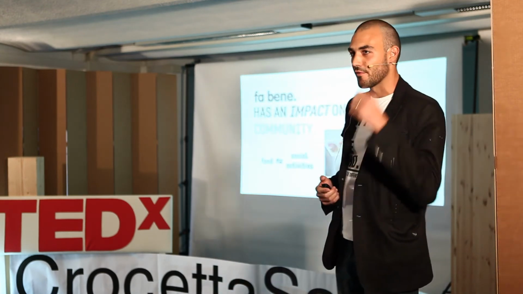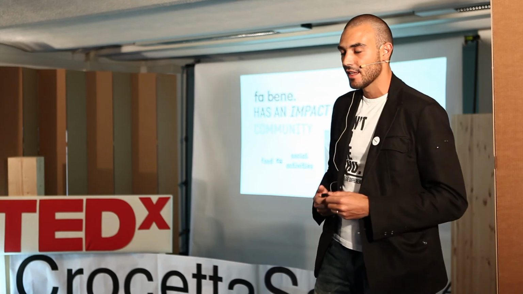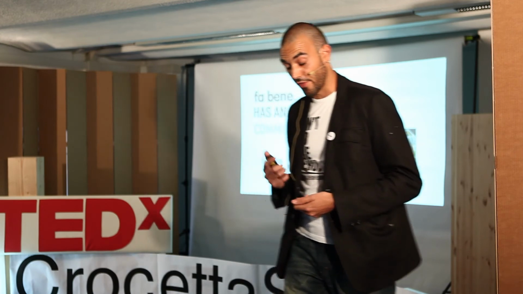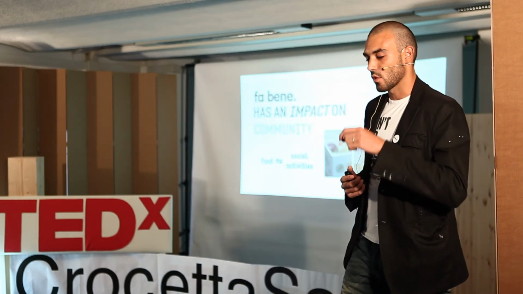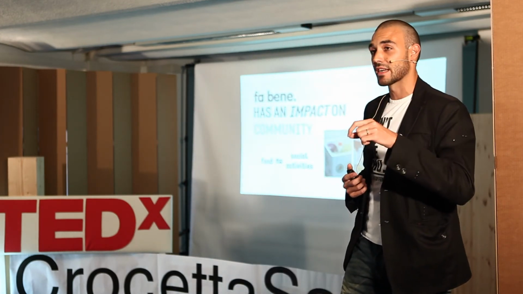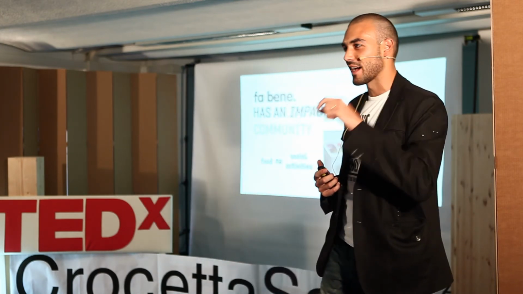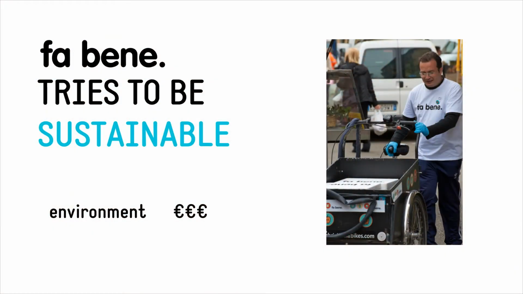Let me add some more features about Fabene. We already talked about the impact on community. Think also that we work in the street market that, according to us, is a social place by definition. Sorry for the abuse of the word social in this presentation, but just to convey the message. Secondly, Fabene tries to be sustainable. For example, we deliver the food using bicycles in order to reduce the impact on the environment.